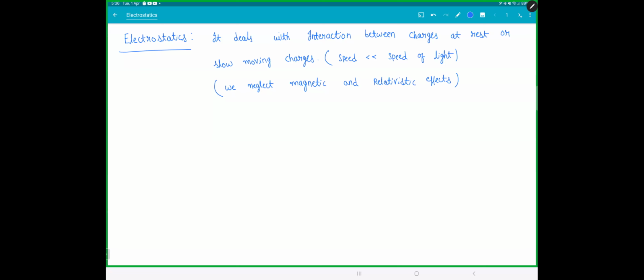We are only doing slow moving charges. Even if you're going at a speed of 10,000 kilometers per hour, it is slow only because the speed of light is 3 lakh kilometers per second. Compared to that, it is going pretty slow. Great. Now in this statement, there is a word: it is an interaction between charges.